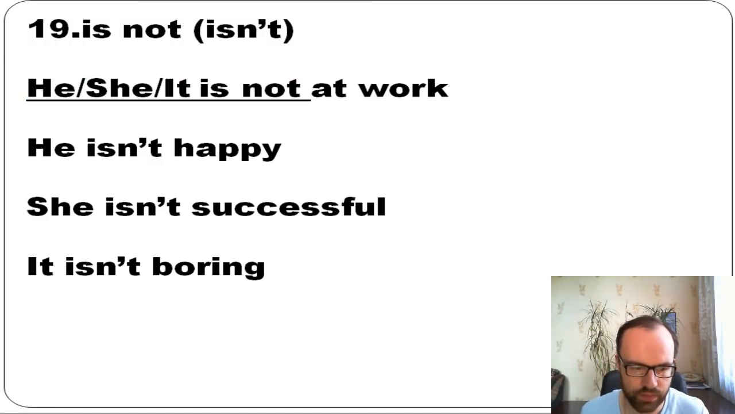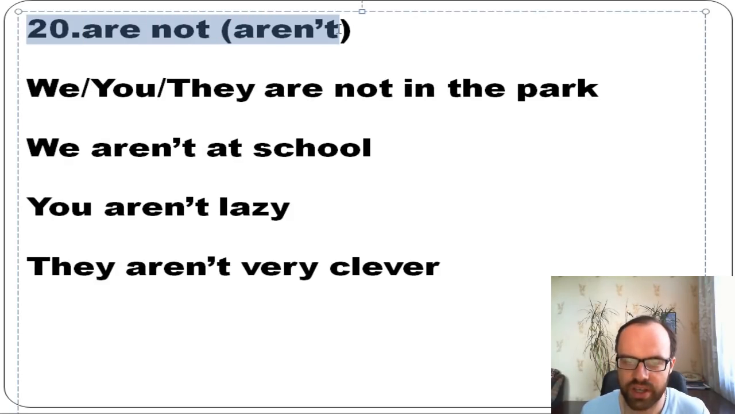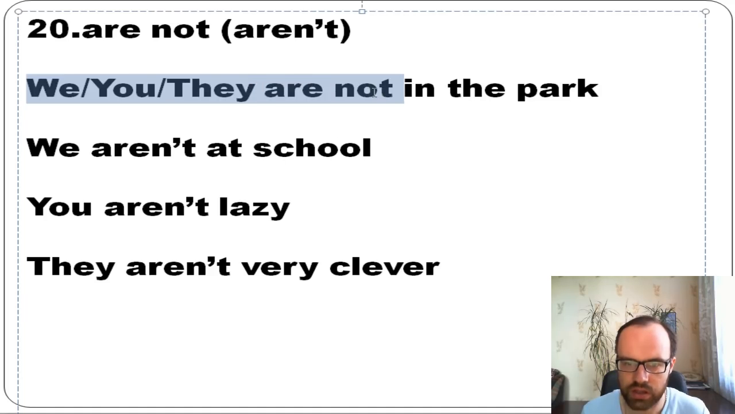Okay, so are not and aren't. It's a negative form. We use are not or aren't after we, you, they. So we are not in the park. You are not in the park. They are not in the park. Or shortly, we aren't in the park. You aren't in the park. They aren't in the park.